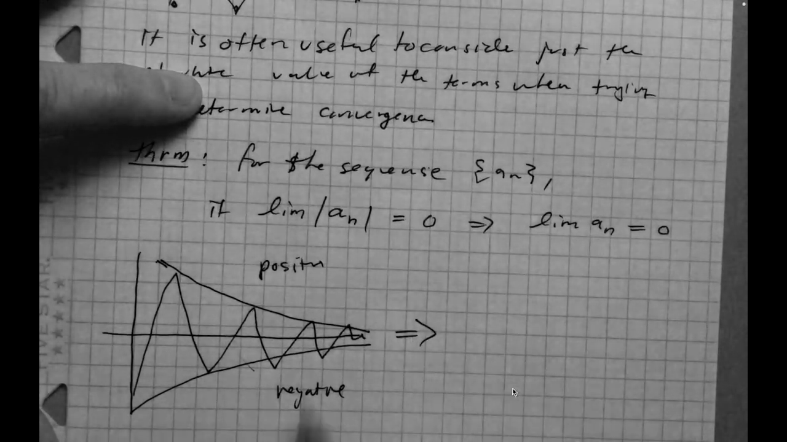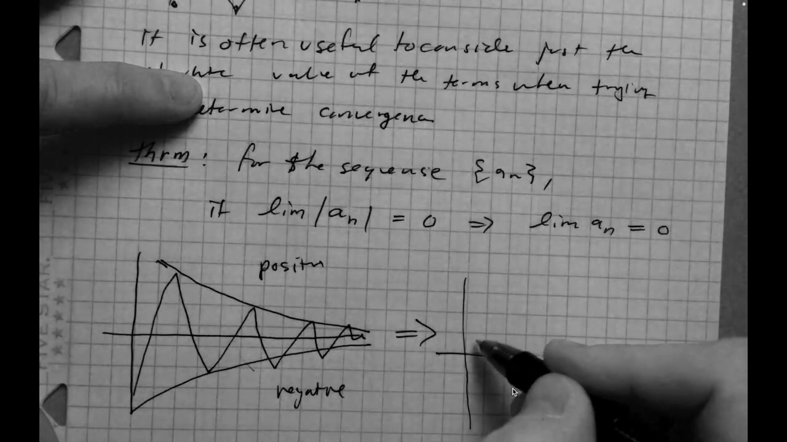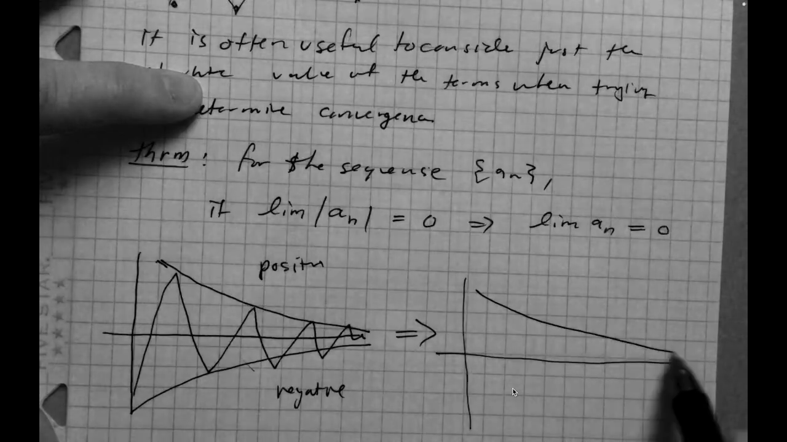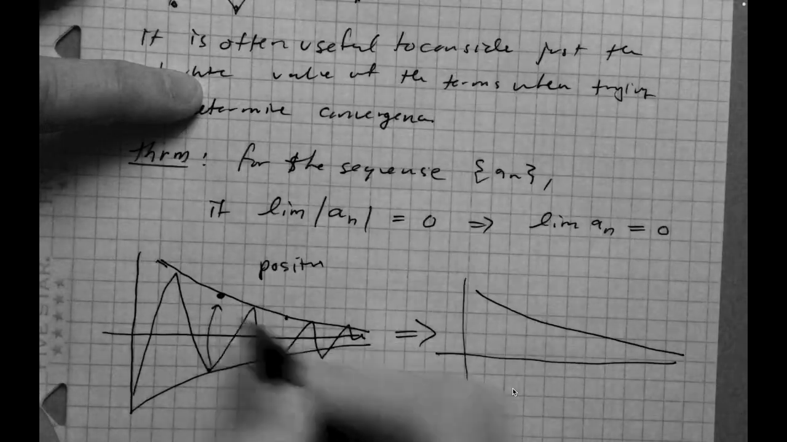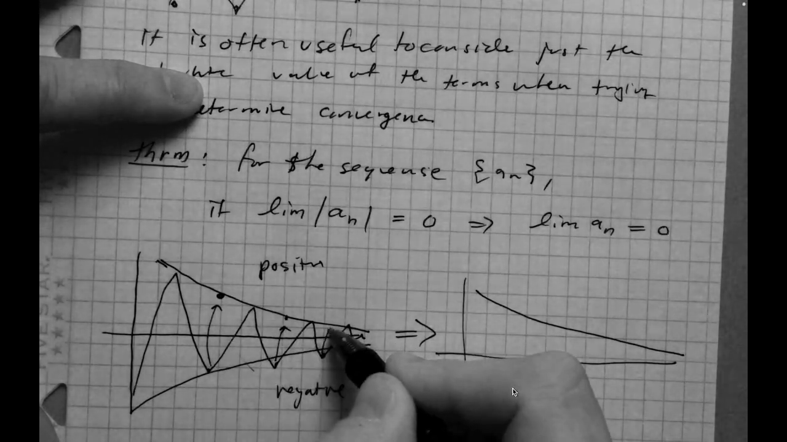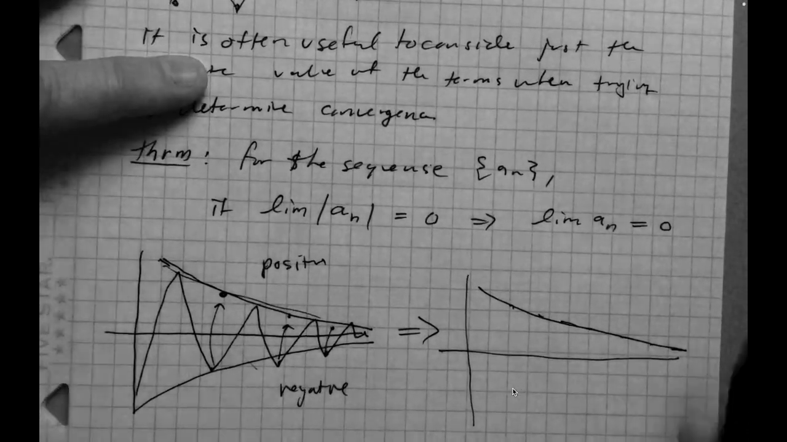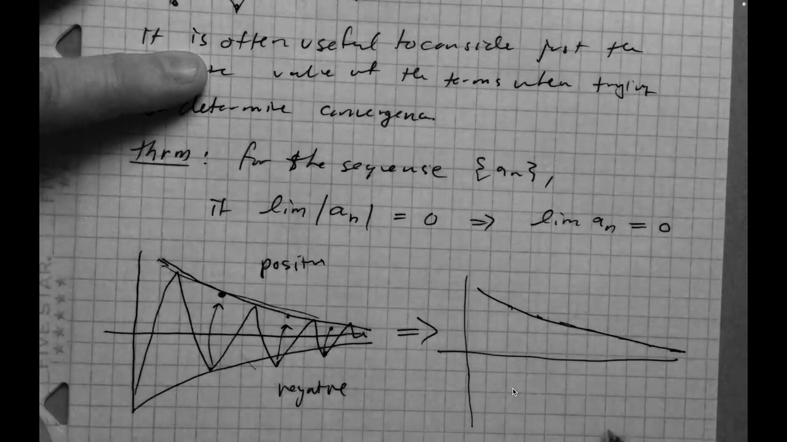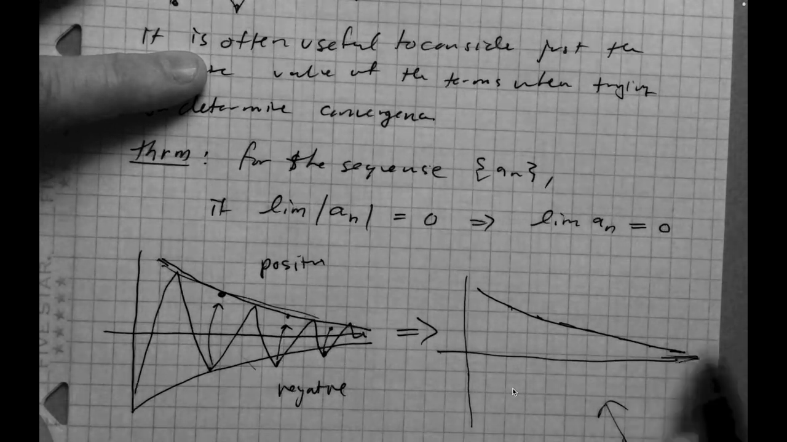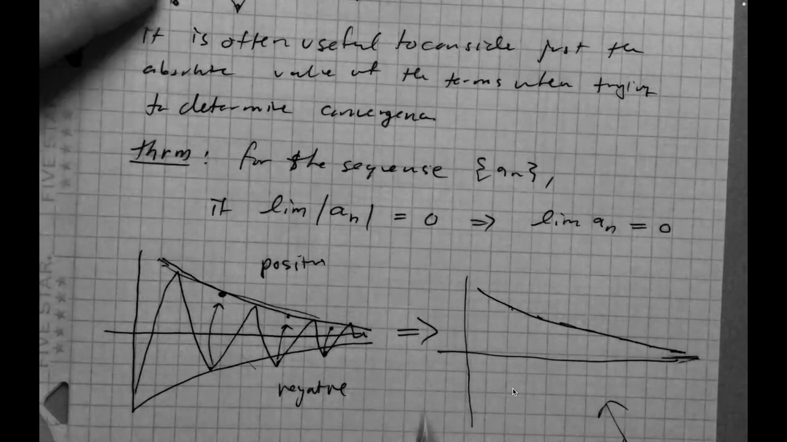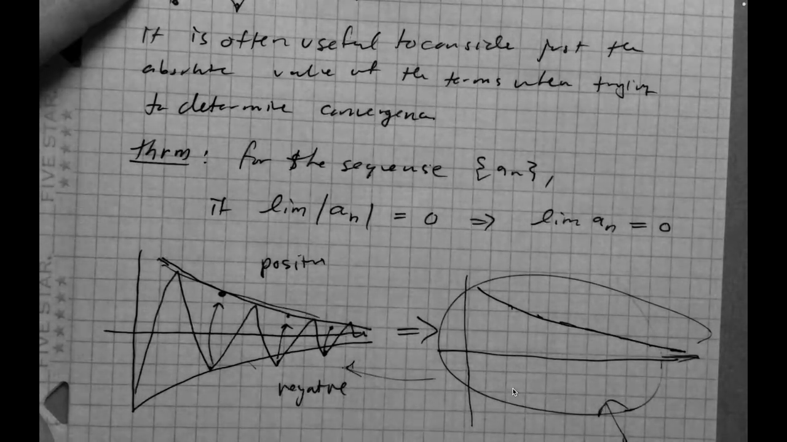If I take this same sequence and look at the absolute value, all I'm going to be left with is the top part. This one would flip up to here, this one would flip up to here, and this one up to there. You're just going to have the top values. In a lot of cases, it may be easier to look at this sequence and say it converges to 0. What this theorem is telling us is that if this converges to 0, then this one does as well.